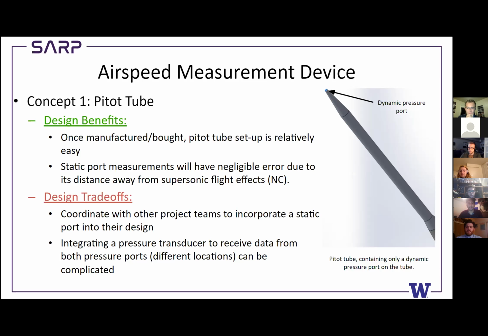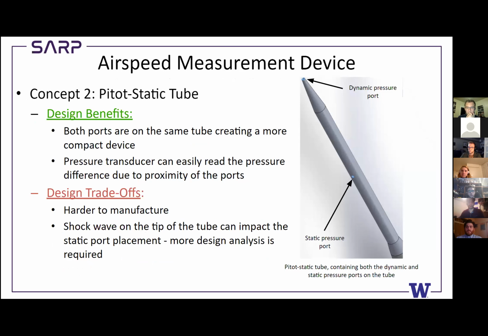And the second thing, in order to integrate a pressure transducer to receive data from both pressure ports, this may be a little bit complicated, considering that the dynamic pressure port and the static pressure port would be in entirely different locations. And so this could complicate things in deciding where we're going to put the pressure transducer and how we set up those electronics. Next slide.